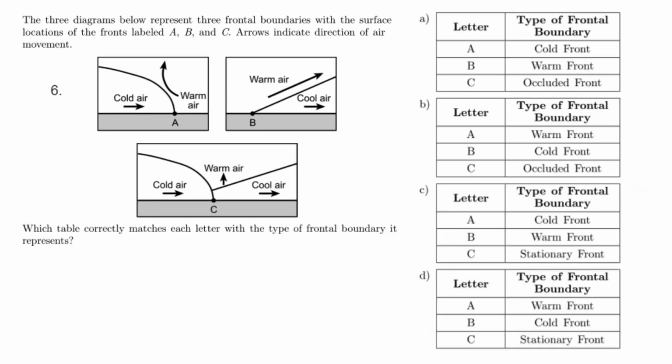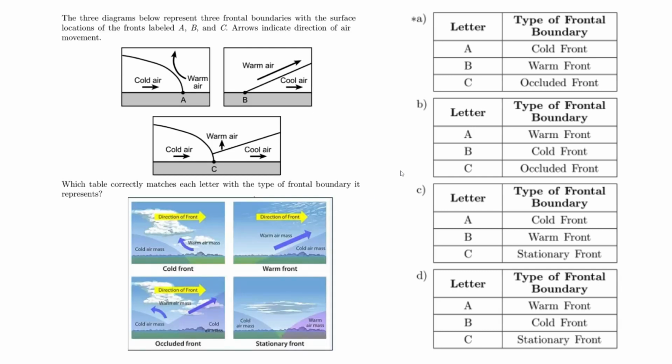So go and pause this video, try number 6. The three diagrams below represent 3 frontal boundaries with the surface locations of the fronts labeled A, B, and C. Arrows indicate direction of air movement. Which table correctly matches each letter with type of frontal boundary it represents? The correct answer is A. A is a cold front because the cold air is pushing the warm air up. B is a warm front because the warm air is moving towards the cool air and being pushed up itself because it's low density. And C is an occluded front.